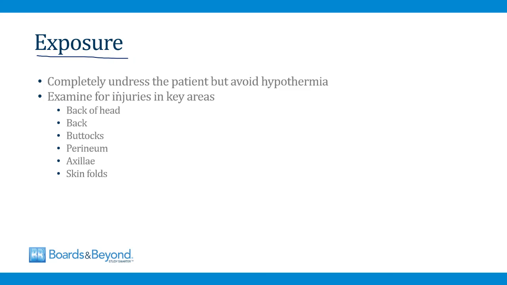After disability, the next item in the primary survey is exposure. This refers to completely undressing the patient so you can assess the skin and body surface area, although you want to do this in a way that avoids hypothermia as much as possible. And once the patient is undressed, you want to examine them for injuries in key areas, especially areas that are easily missed where injuries can hide. So some of the key areas are the back of the head, the back and the buttocks, the perineum, the axilla, and the skin folds, as well as just an overall assessment of their chest, abdomen, and extremities.